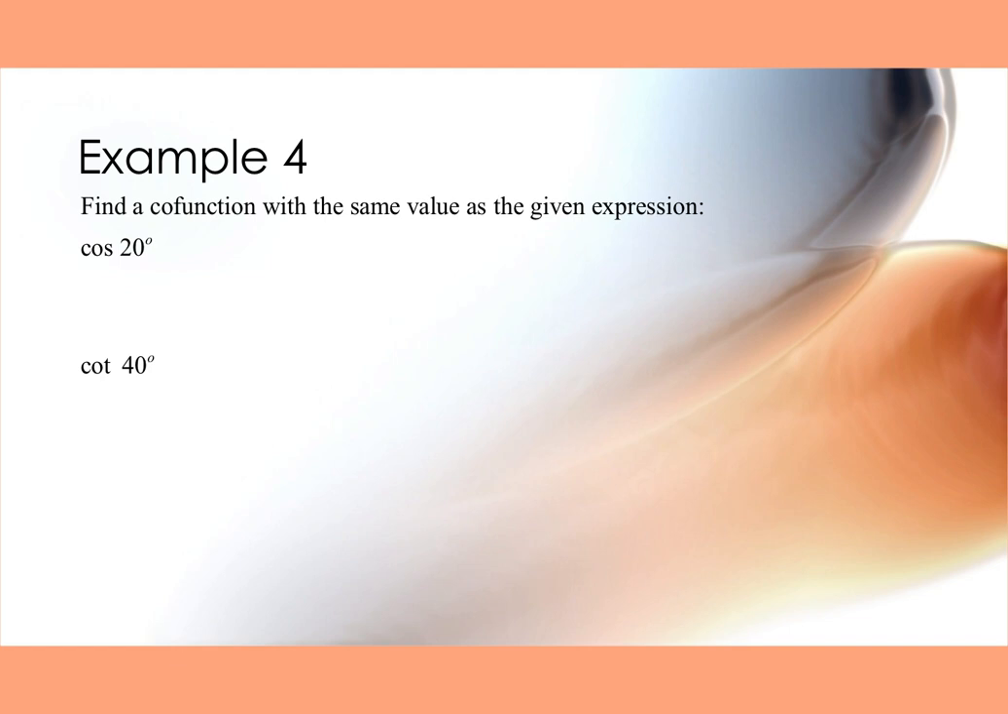So here it's saying find the cofunction with the same value as the given expression. So the cosine of 20 is the same as the sine of what? The complement. What's the complement to 20? 70. Cosine goes with sine, so I subtract from 90, and I get 70. And if you literally typed cosine of 20 and sine of 70 in the calculator, it's going to be the same, because the adjacent side to 20 is the same as the opposite side of 70. So the cotangent of 40 is the same thing as? Good.